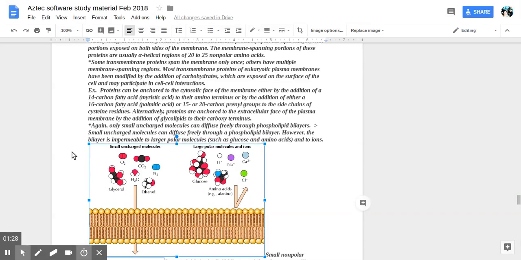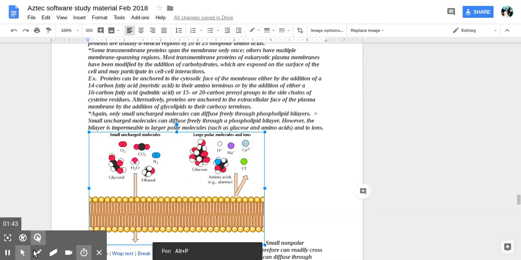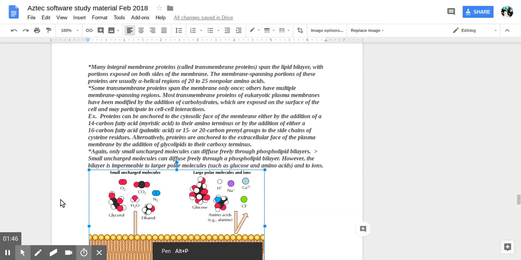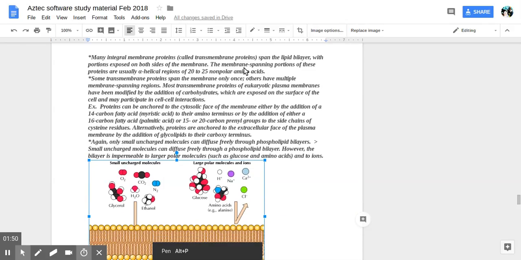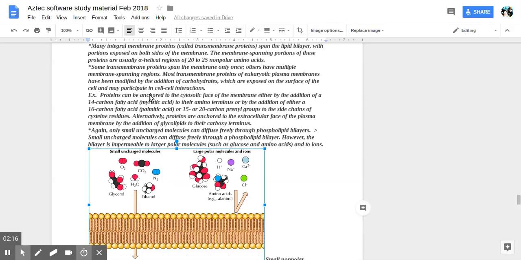So the hydrophilic parts of the molecules are towards the exterior of the cell or towards the cytoplasm of the cell, on the external part of the bilayer. So again, it says the membrane spanning portions of integral proteins consist of 20 to 25 nonpolar amino acids, which are alpha helical in shape. So they're transmembrane proteins. Some transmembrane proteins span the membrane more than one time, at multiple regions, depending on what kind of protein, how big it is, what it's for.